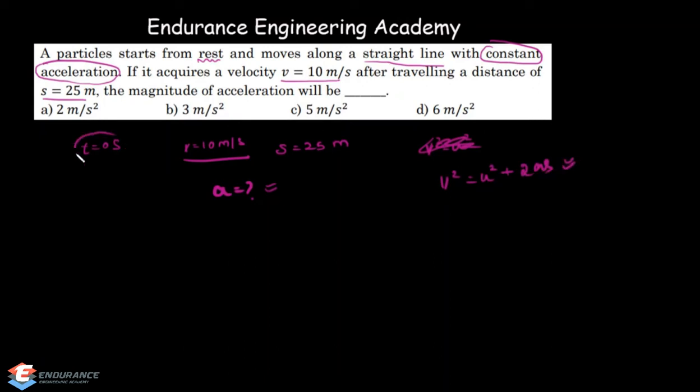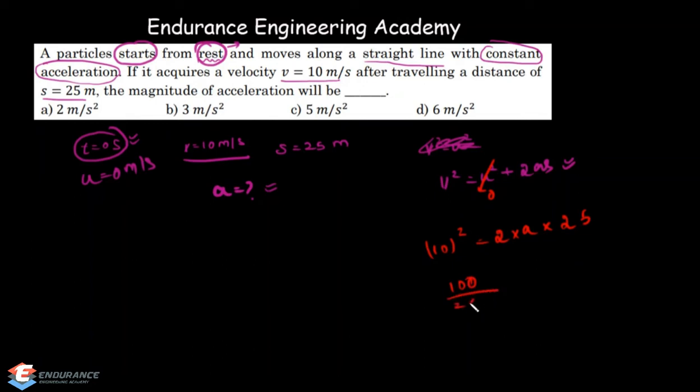They clearly mentioned a particle starts from rest. So when it is starting, that is at 0 seconds, it was at rest, which means the initial velocity was 0 meter per second. This is a clue which is there in our question. So the initial velocity is 0, and this term becomes 0. 2 times acceleration is unknown. Distance was given as 25, and final velocity is 10, so 10 square is 100. So 100 by 2 into 25 will be my acceleration, which is simply 50 by 25, which is 2. So this is option A.